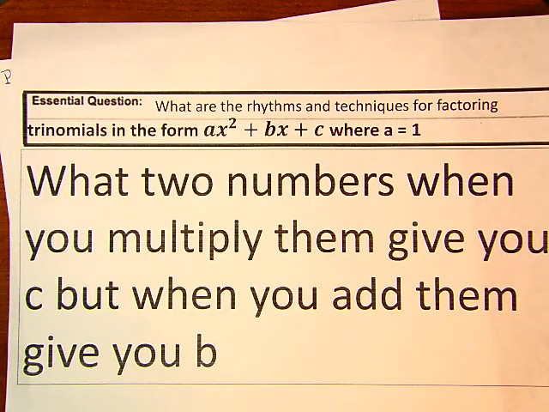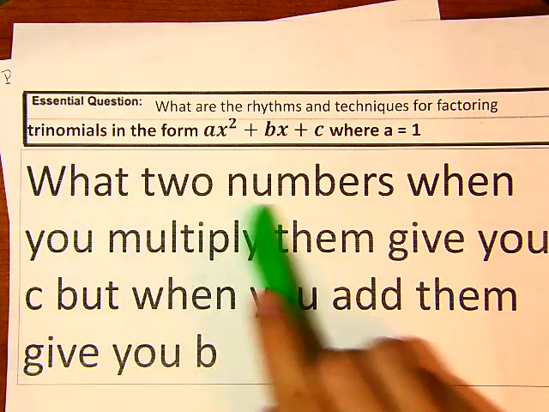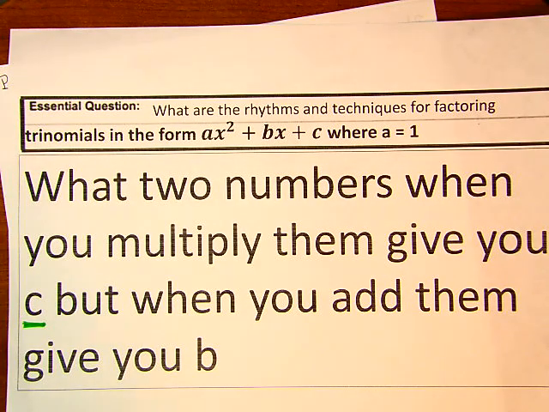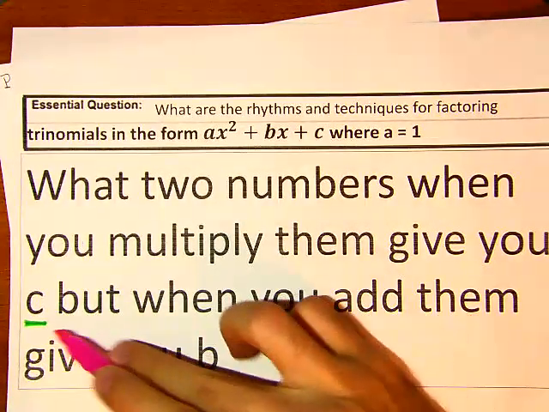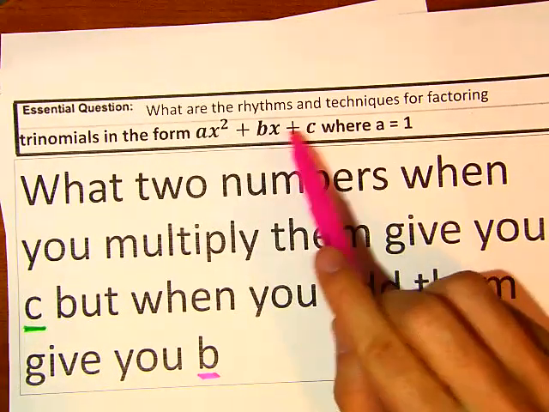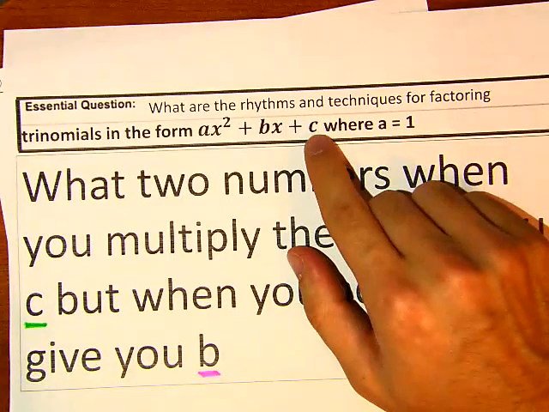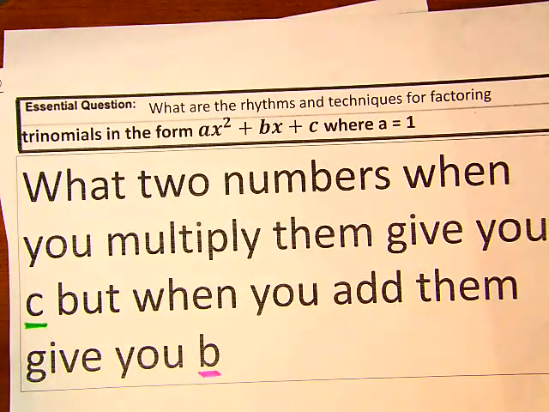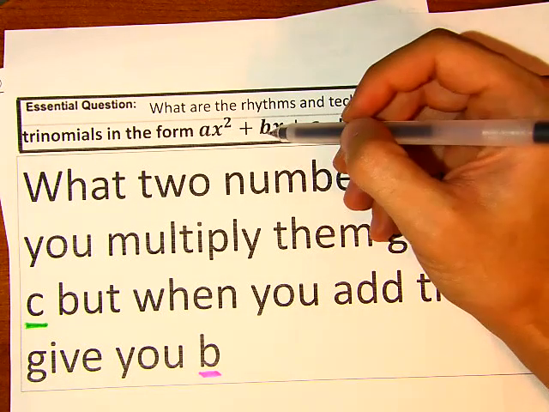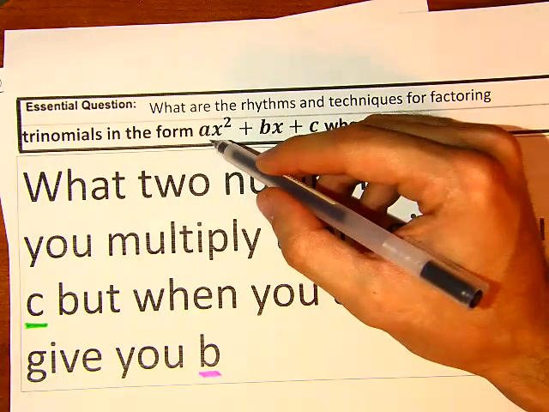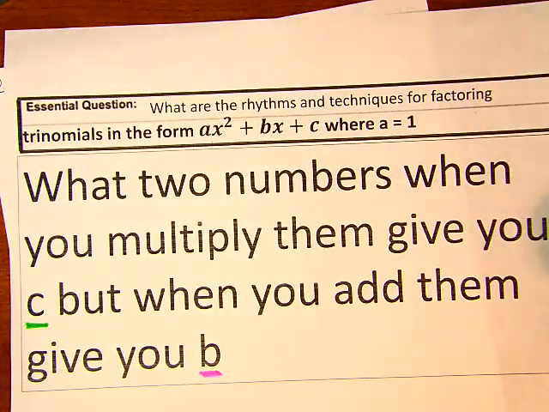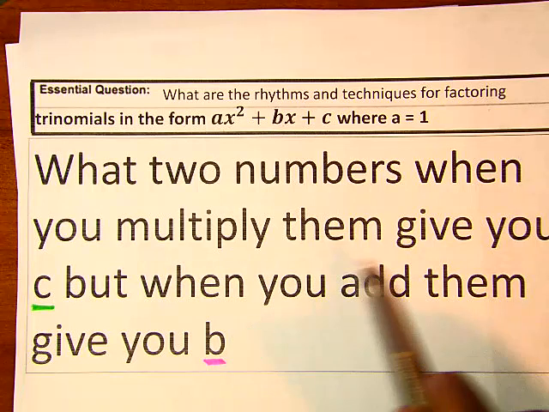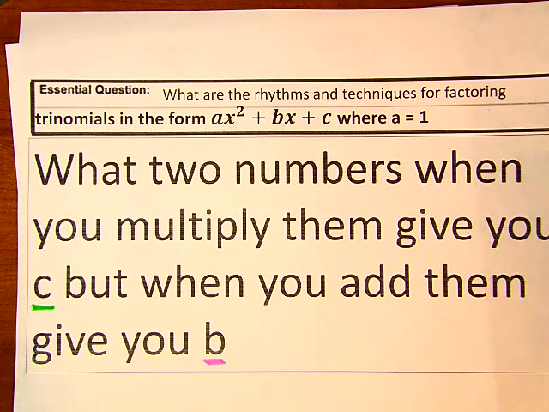What 2 numbers, when you multiply them, give you C, but when you add them, give you B? When we're talking about the C and the B here, we're talking about the quadratic expression. C is this last term over here, and B is the coefficient of that x, that middle term. This is usually the first term, middle term, and last term, or you can say left, middle, right. So have this down, and this will be like a new mantra for you. What 2 numbers, when you multiply them, give you C, but when you add them, give you B? And I'll show an example right here.